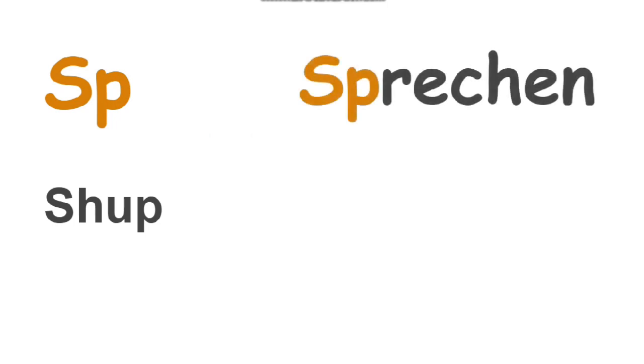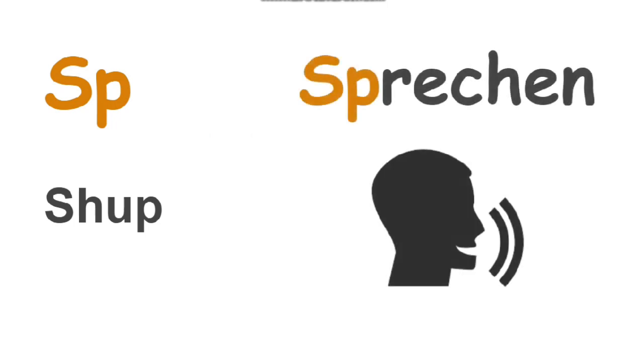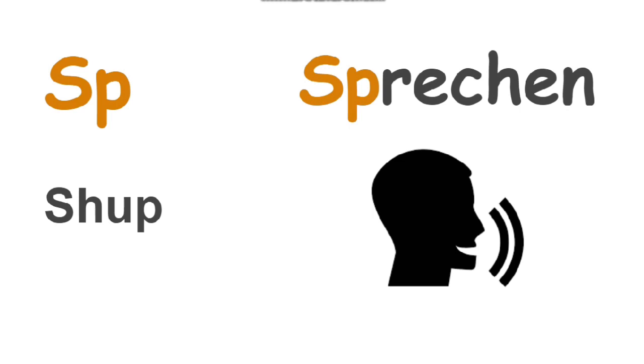Our next combination is SP. It sounds as shp. The German word with this combination is sprechen. If SP comes at the start of the word, it gives the sound of shp. Sprechen.